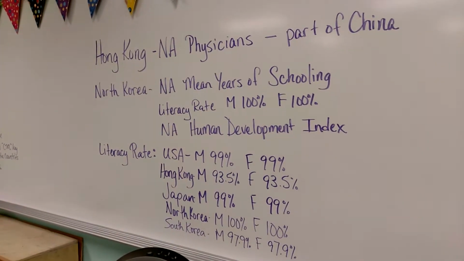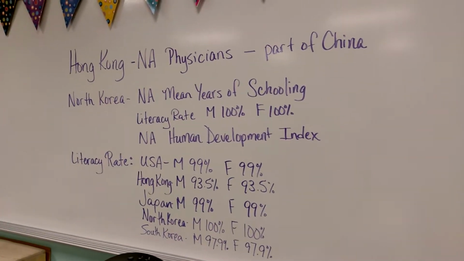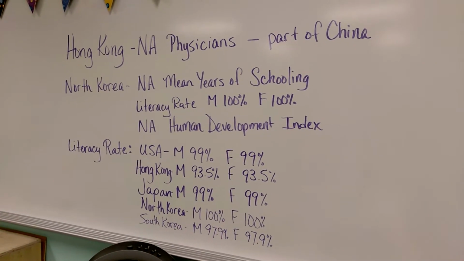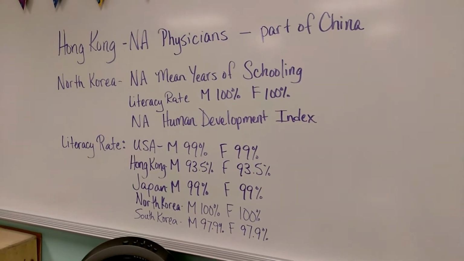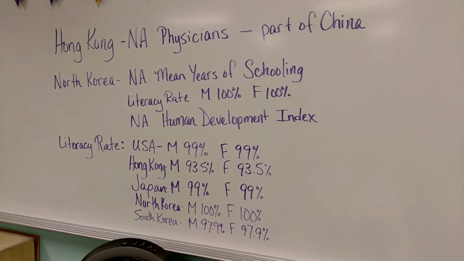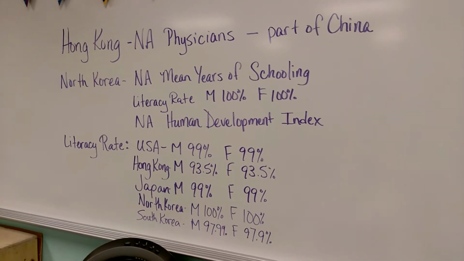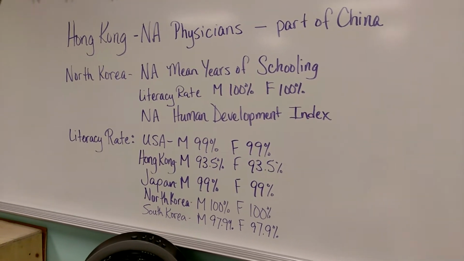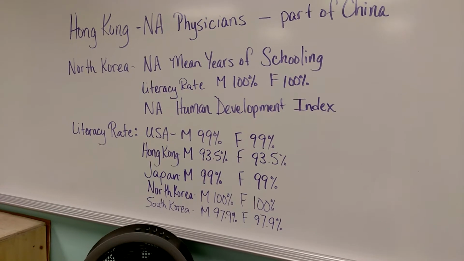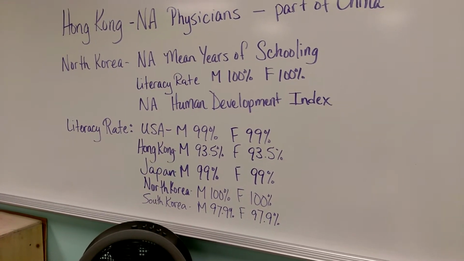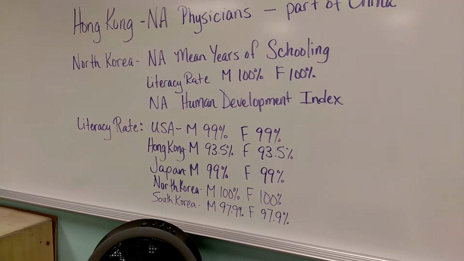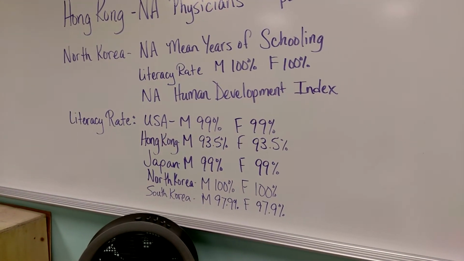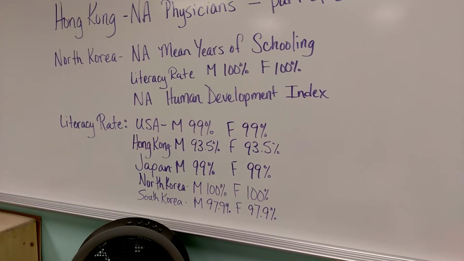So in class Thursday before I left, I told the kids about, for Hong Kong, they're going to put NA on physicians because Hong Kong is part of China. In North Korea, NA for the mean years of schooling and 100% for their literacy rate. And they are not listed on the Human Development Index, so NA for that as well. These other 5 countries, for their literacy rate, it only shows up if you search the adult literacy rate. So you can see for the United States, Hong Kong, Japan, North Korea, and South Korea what they need to put for male and female literacy rates.